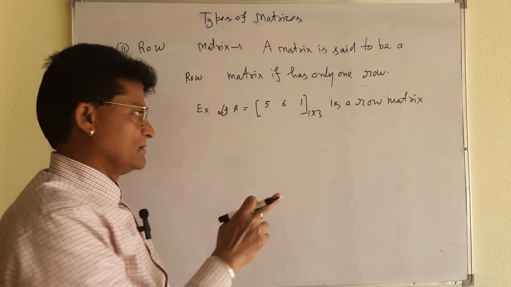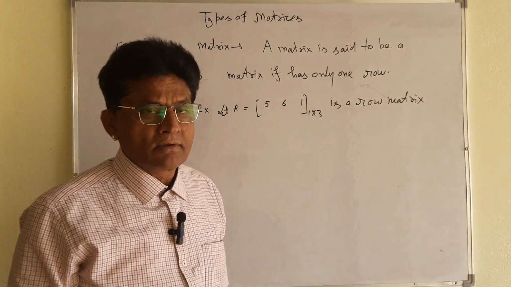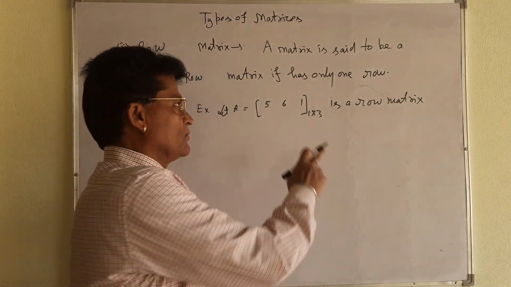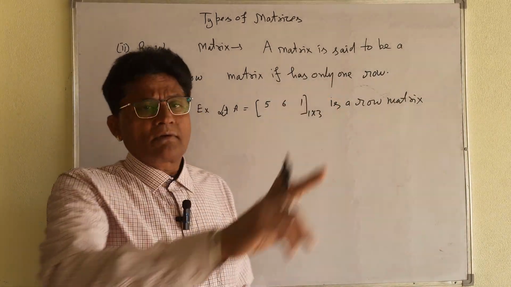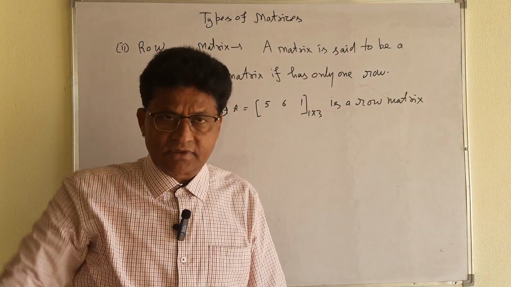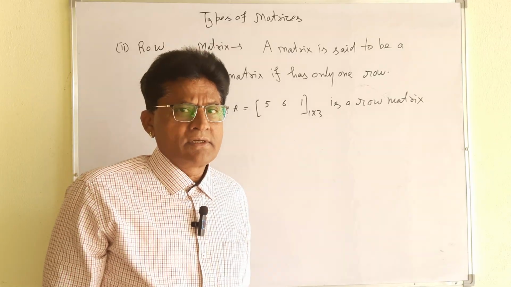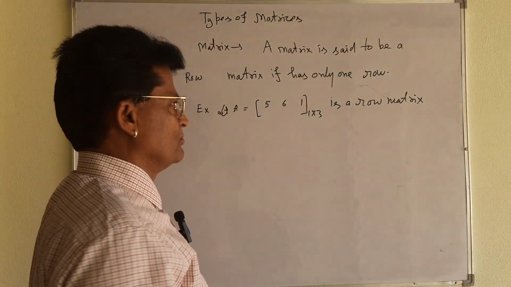In general, you can write one row and n columns, because there is only one row and here 3 columns, in general it may be n columns. Let me take one more matrix, because all these definitions you must know.